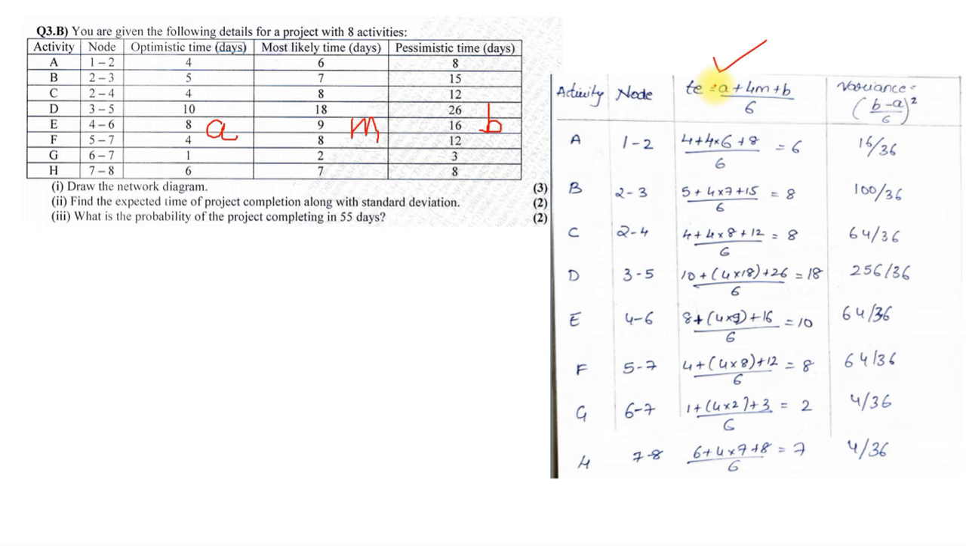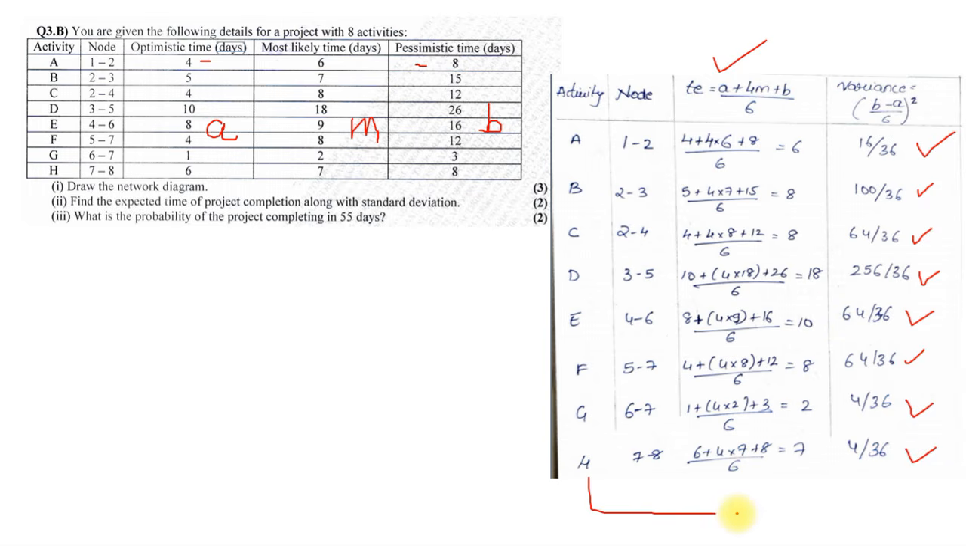Then we need to find variance, that is B minus A, the whole upon 6, squared. So your B is 8 minus 4, which is 4 upon 6. So 4 4s are 16, 6 6s are 36. So we get a variance of 16 upon 36, 100 upon 36, 64 upon 36, 256 upon 36, 64 upon 36, 64 upon 36, 4 upon 36 and 4 upon 36.